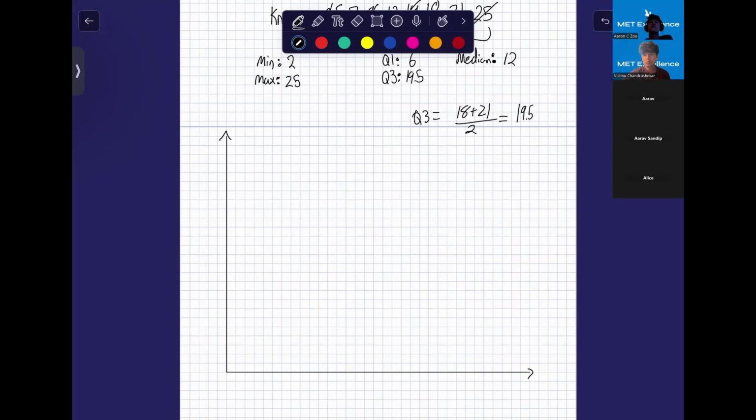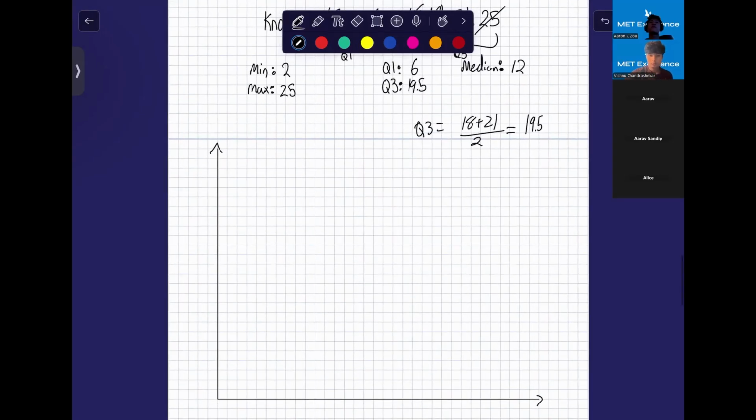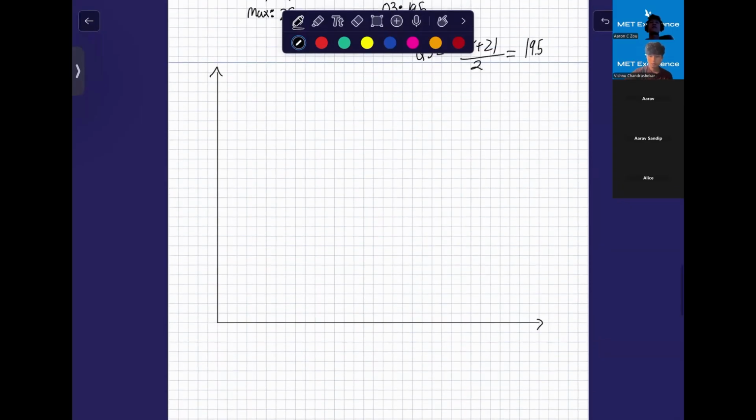Quartile 2 is just the median. That's the 50th percentile. Okay, I'm not sure how I can draw this. Anyways, it is not a line graph. So erase that.